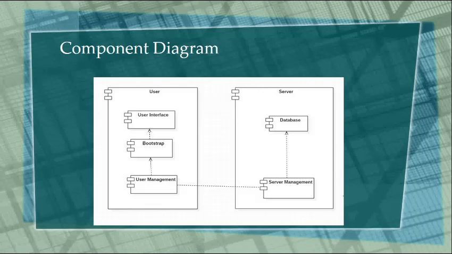The next diagram we have in our system is the component diagram, which shows the components of the system. In this system, we have the components of user and server. The user is someone who is interacting with the system, and the server is what provides the services to the user. For the user, the first component is the user interface, which is where the user first interacts with the system. And we have the bootstrap, which consists of CSS, HTML, and JavaScript, which is the creation of the system.